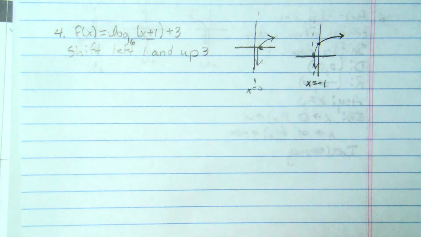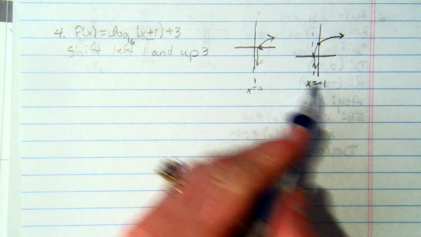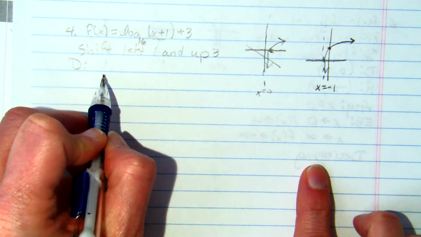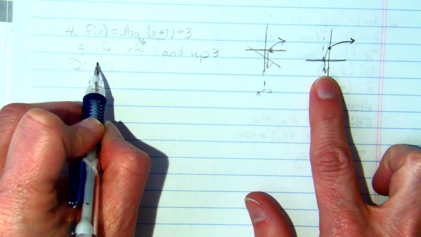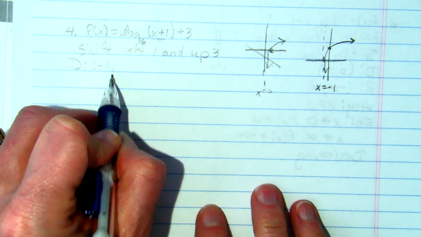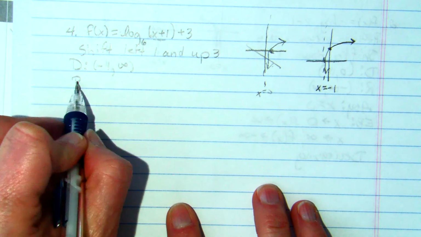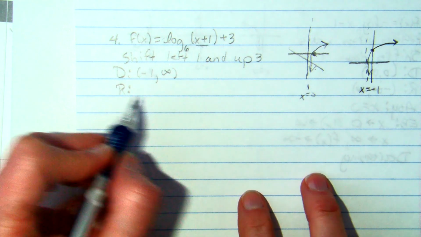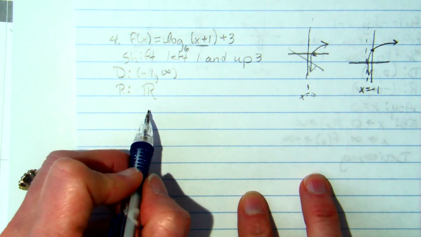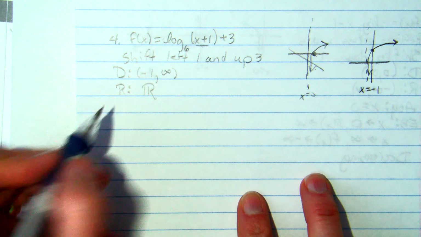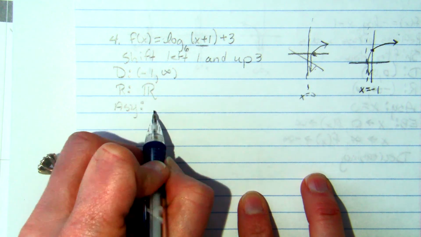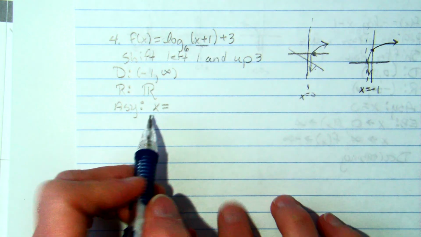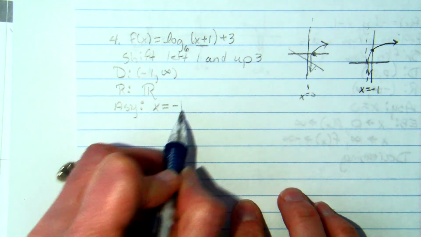So there's that function. So here's what I'm looking at to find my domain and range. My domain is as far left as I can go, which is negative 1 not included. So the domain is negative 1 to positive infinity. The range is always all real numbers. You can use that symbol, or you can do negative infinity to positive infinity. The asymptote of a logarithmic function is always x equals something, and it's going to be whatever your horizontal shift was from 0. So I shifted left 1, so x equals negative 1 is my asymptote.